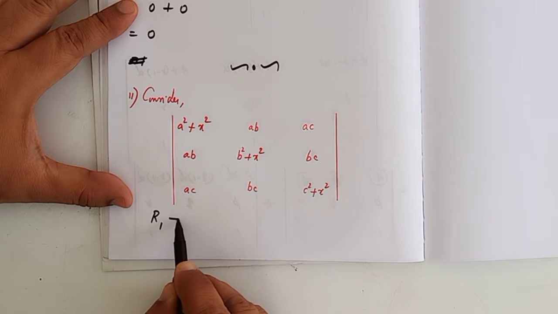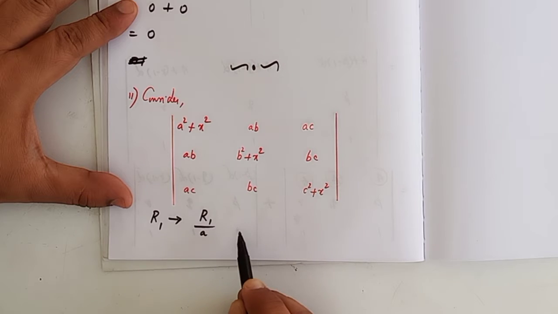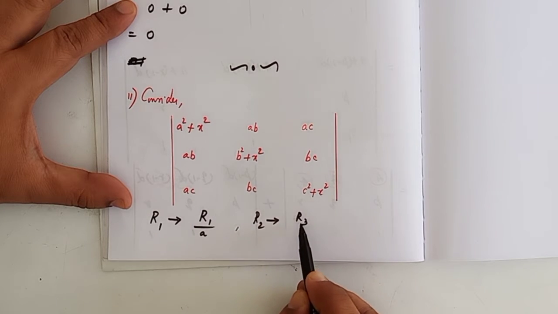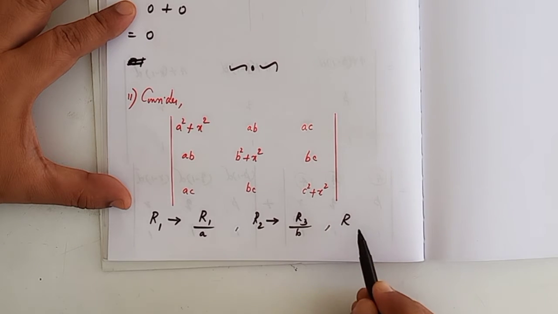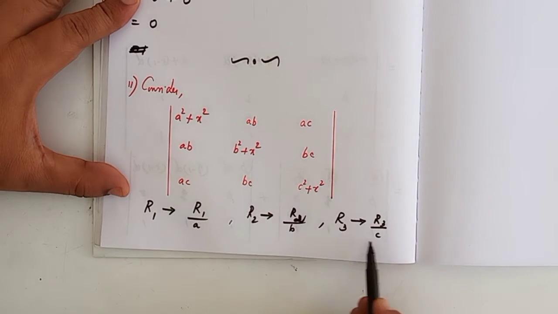R1 implies R1 divided by A. Then R2 implies R2 divided by B. R3 implies R3 divided by C. Here A, here B, here C.